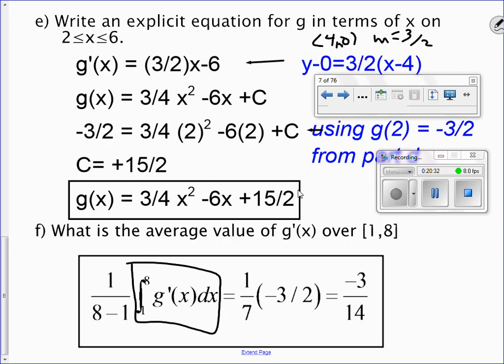No, you don't like that one? Forgot that maybe the mean value theorem, we haven't talked about it in like a week. Maybe that's why.